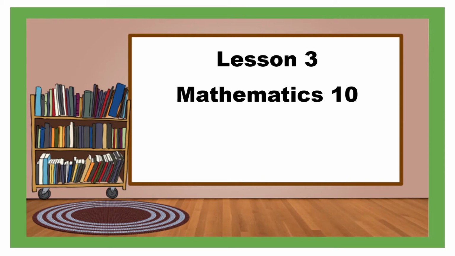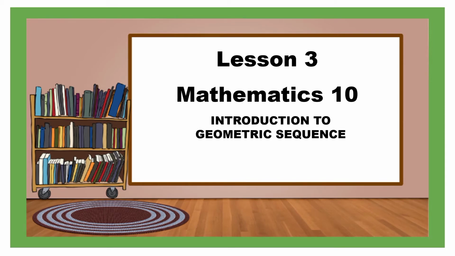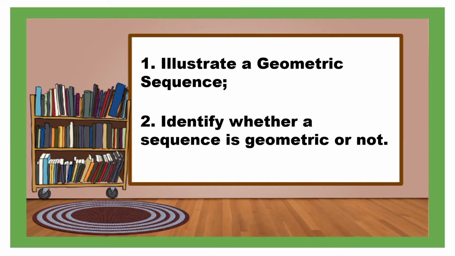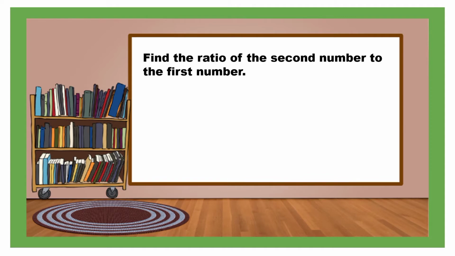Still on the most essential learning competencies of Mathematics 10, Lesson 3 of Quarter 1, Introduction to Geometric Sequence. Learning Competency Code M10AL-1B-1. And for today's video, you are going to illustrate a geometric sequence and identify whether a sequence is geometric or not. Let's begin by finding the ratio of the second number to the first number.